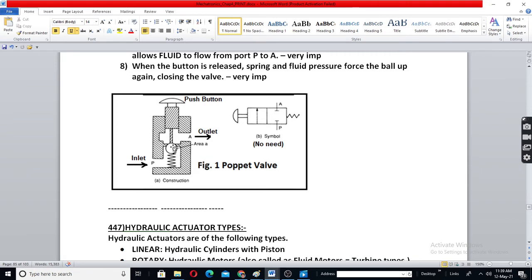It is held at its position, at its seat by this spring and the flow pressure of the liquid. Due to the liquid pressure, the flow will not go because it blocks now. But when you press the push button, it will get opened like this.